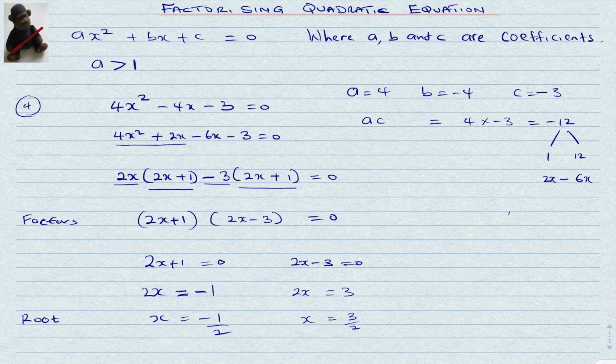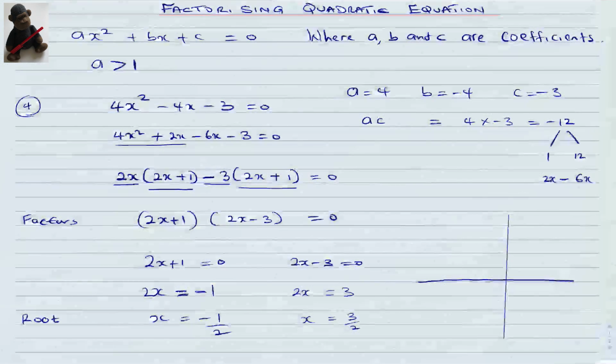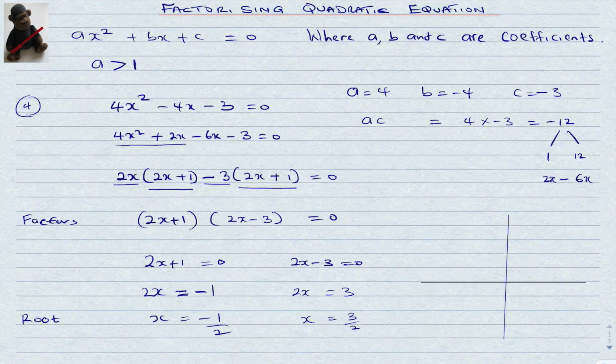If we were to sketch that, again, just draw your line. And x is minus a half somewhere here, and x is 3 over 2. 3 over 2 is 1.5. And it's crossing the y-axis at c. c is minus 3. So let's just say this is minus 3. And so the graph will be coming that way, cutting the y-axis there. And so that's the quadratic equation.